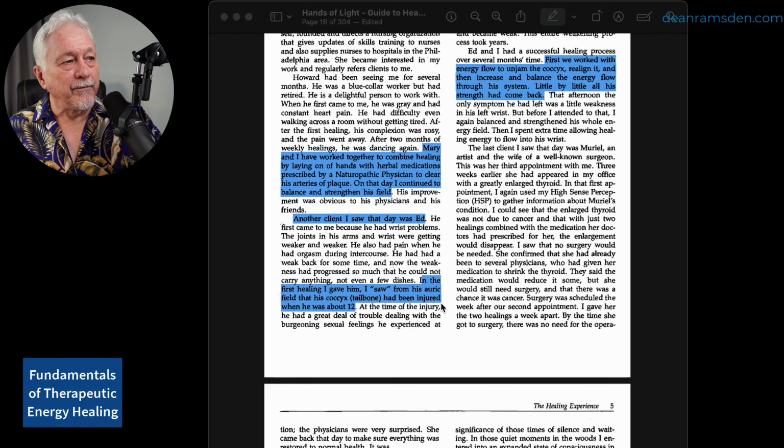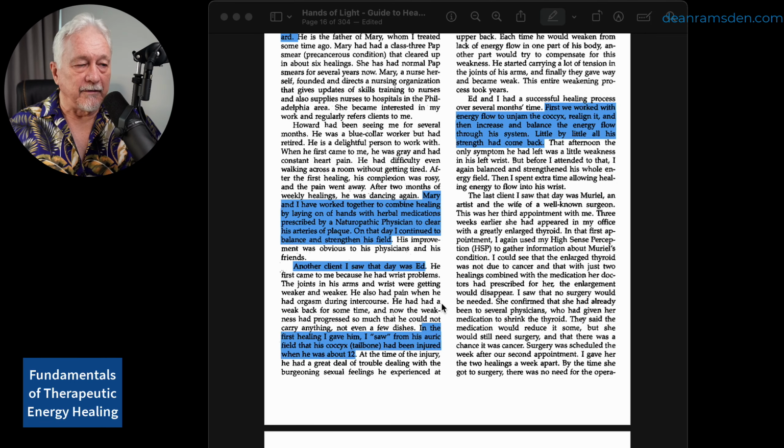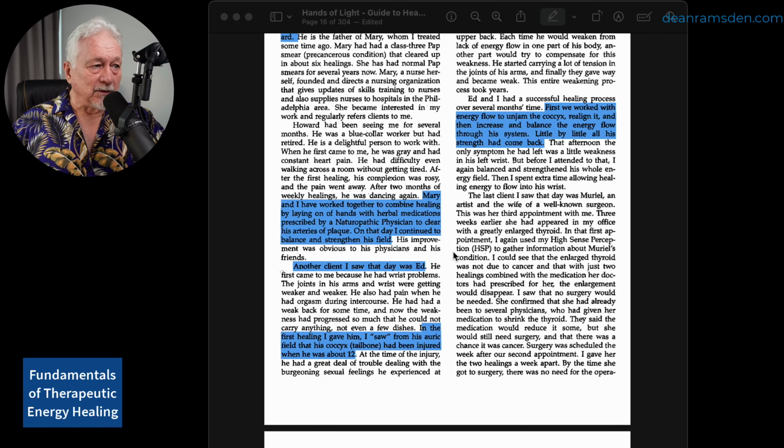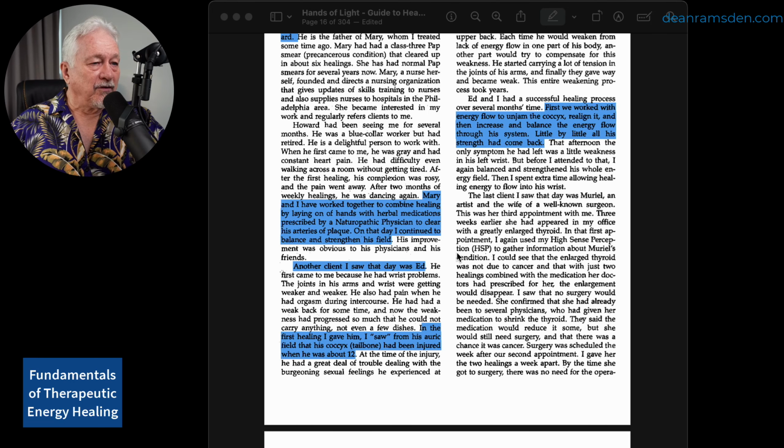Let's do number 3. Where are we? Oh, yes, this is really good. So this is at the bottom of page 4 of Hands of Light. Ed and unjamming the coccyx, realigning it through energy work, and bringing this, I believe it was an older gentleman, back to strength out of a place of weakness.